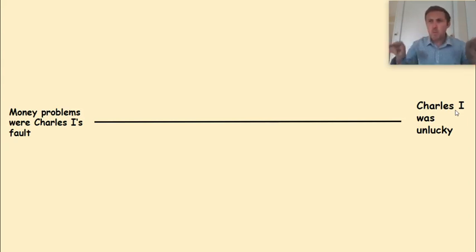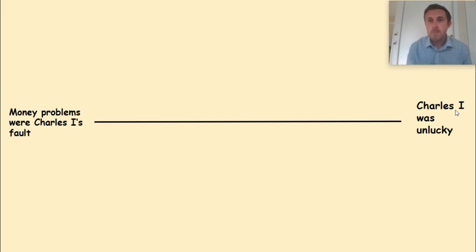So here's what I'd like you to do now. Using a whole page of your exercise book in landscape, I'd like you to draw this line down the middle with the two headings on either side. So money problems were Charles I's fault, and Charles I was unlucky on the other side. So if the teacher could pause the video now just for a minute and a half so everyone can get that drawn in their books.